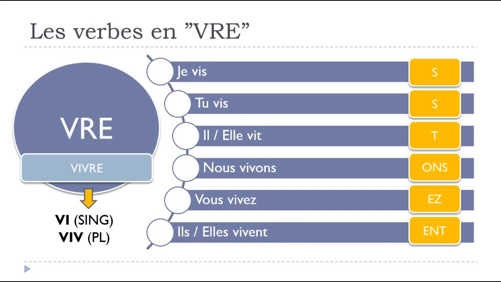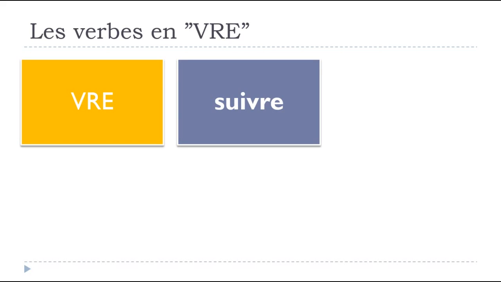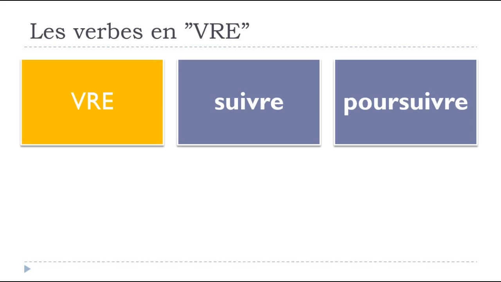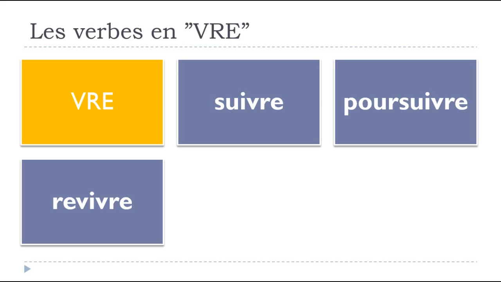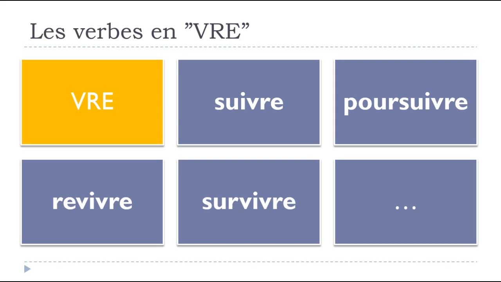Alright, so let's see now what verbs are conjugated like vivre. We've got suivre, poursuivre, revivre, survivre, and a few others, but these are the main ones. So suivre, poursuivre, revivre, survivre. Let's see what they mean.